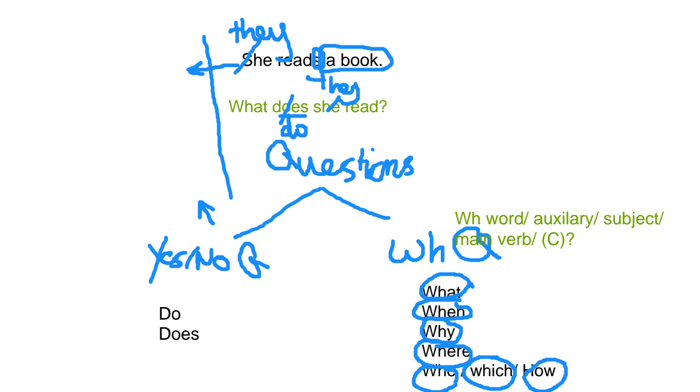But if the sentence is, they read a book, we would say, do they read a book? Yes, they do, or no, they don't. All right?